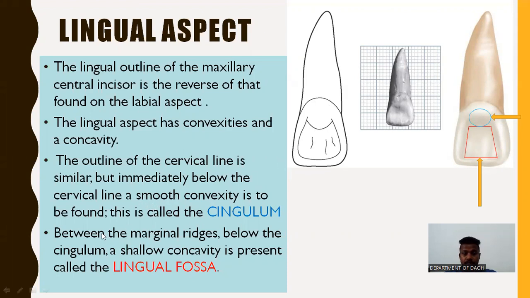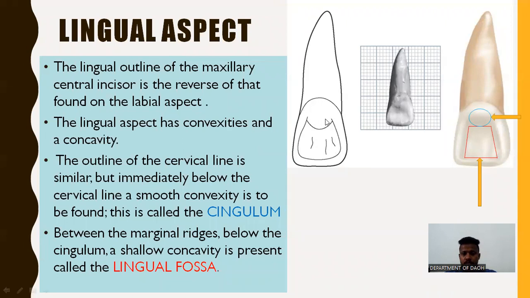Between the marginal ridges, these are the marginal ridges. You can see here, this is the mesial marginal ridge, and this is the distal marginal ridge. Between the marginal ridges, below the cingulum, this is the cingulum, you can see a shallow concavity, which is called the lingual fossa.